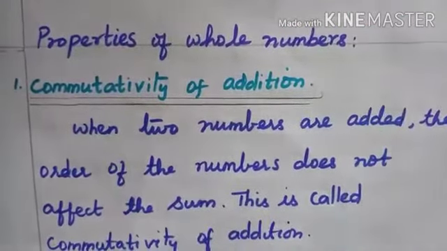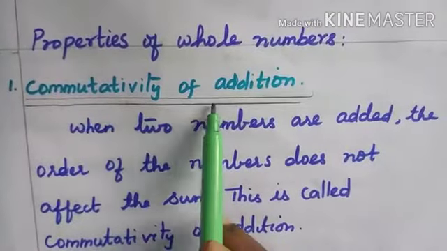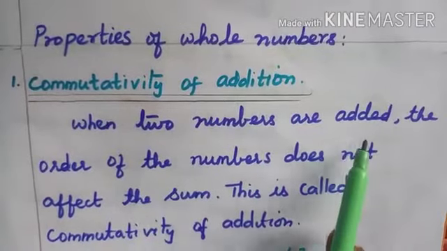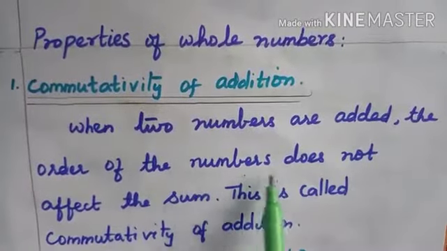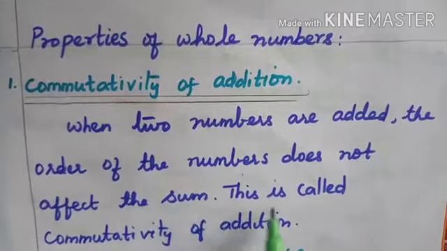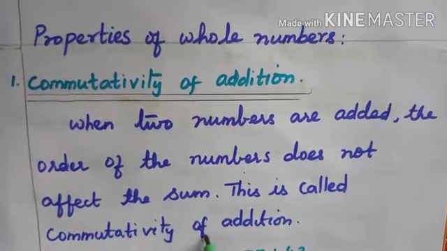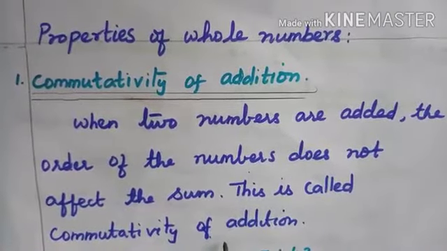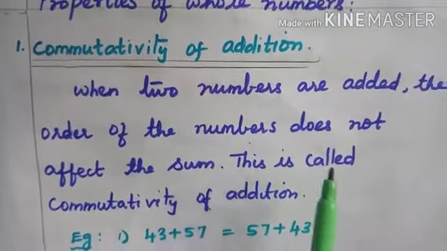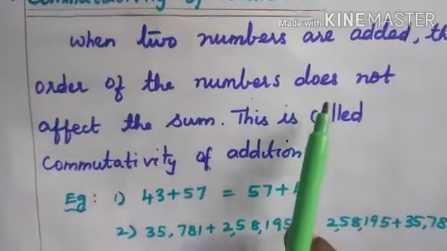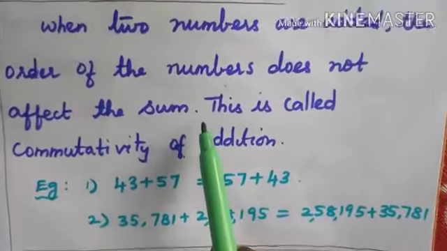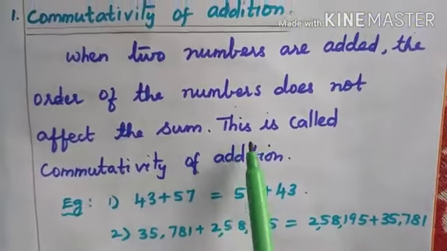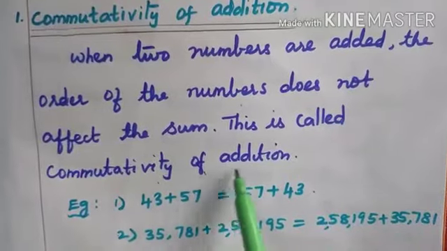Properties of whole numbers. Commutativity of addition. So you see here, when two numbers are added, the order of the numbers does not affect the sum. This is called commutativity of addition. We are going to see it by an example. If we change the order also, we will get the same answer. And this is called the commutativity of addition.